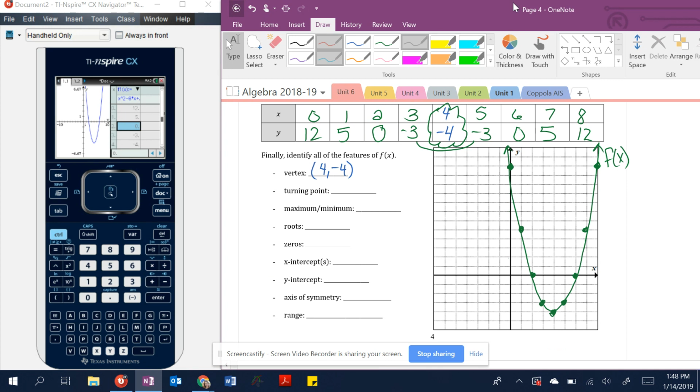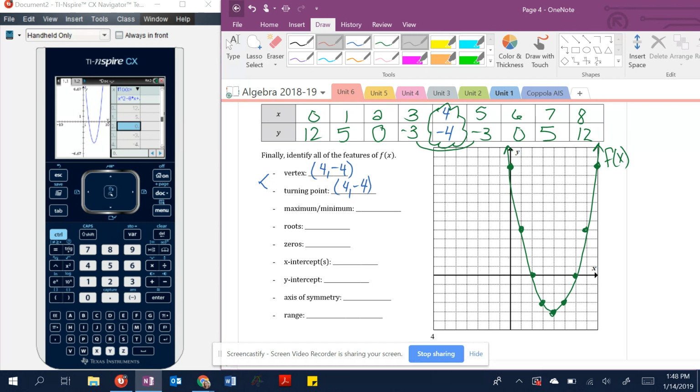All right, here is my beautiful graph. Check it out. I labeled it with f of x. This was just so beautiful. All right, my turning point was at the point 4, -4. Well, here's a news flash for you. The vertex and turning point are the same thing, potato, potato. So if your vertex is 4, -4, your turning point is 4, -4.